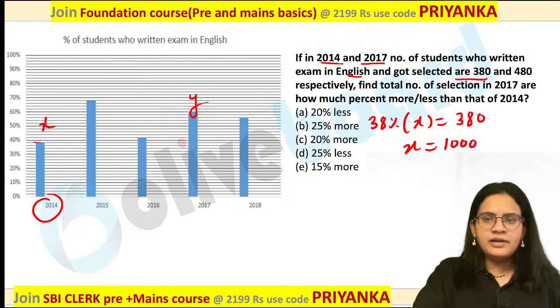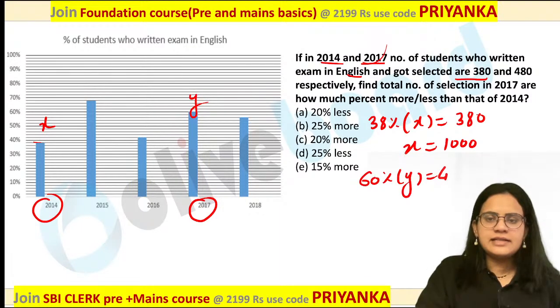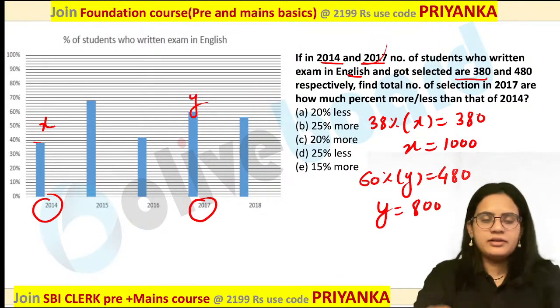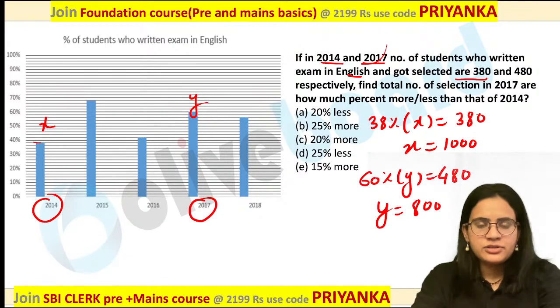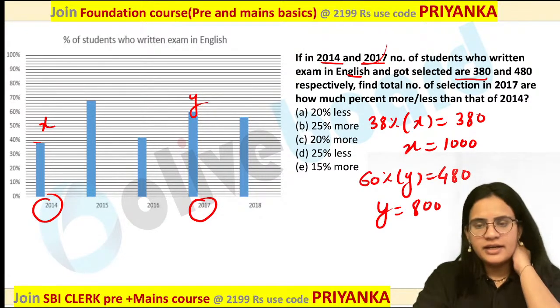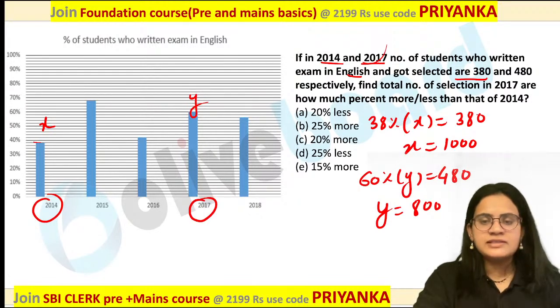Everybody is getting my point, and they are asking you about 2017, those who are selected in English. So how many of them are selected in English? 60% over here. 60% of Y is equal to 480. So easily you can see the Y value would be equal to 800 over here. Everybody is getting my point. So this value is going to be 800. It is easy. Yes, this one is easy now.